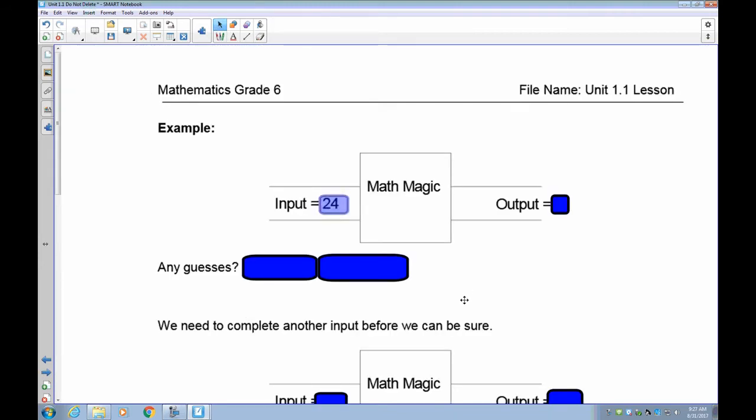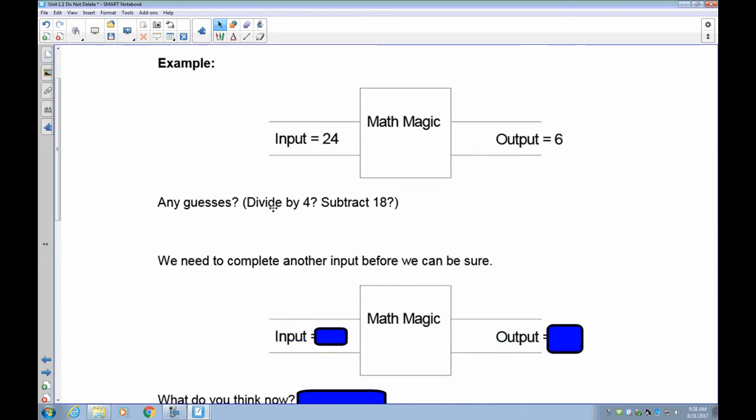Input's going to be 24. Output is going to be 6. Ooh. Well, what did we do? Well, we could have subtracted 18, or we could have divided by 4. The only way to be sure is to create another example.